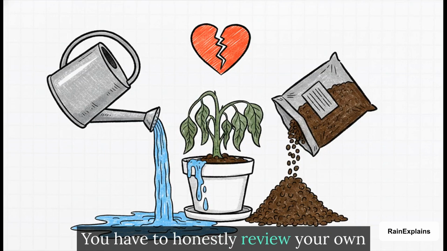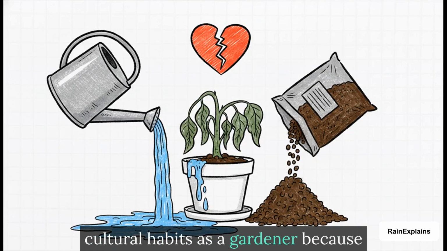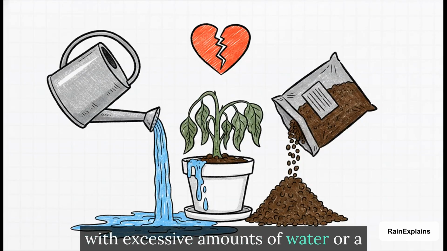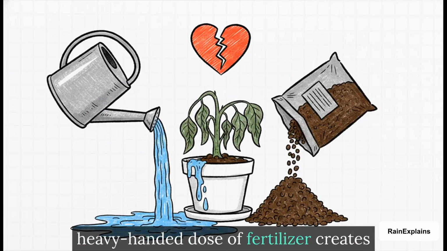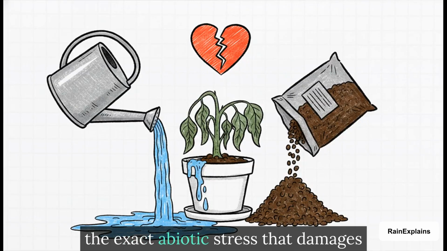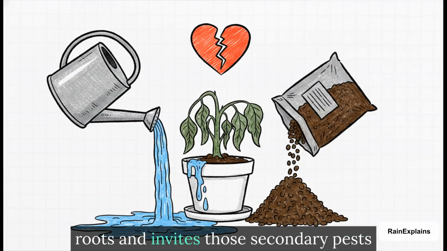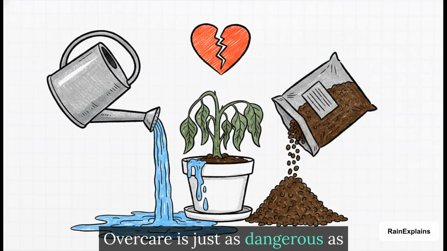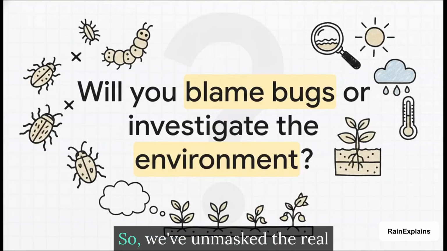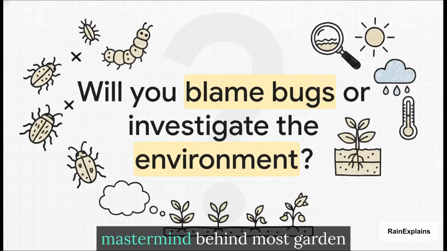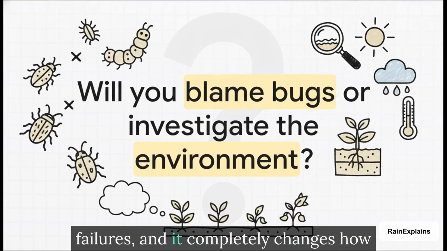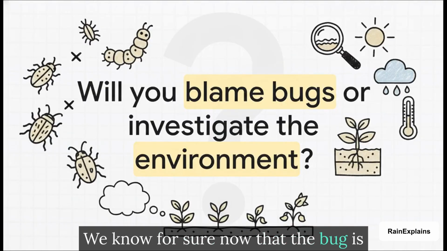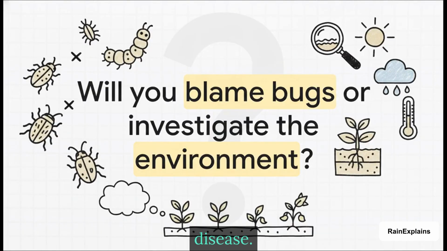You have to honestly review your own cultural habits as a gardener, because the hard truth is, loving a plant to death with excessive amounts of water or a heavy-handed dose of fertilizer creates the exact abiotic stress that damages roots and invites those secondary pests we talked about at the beginning. Overcare is just as dangerous as neglect. So, we've unmasked the real mastermind behind most garden failures, and it completely changes how we look at our plants. We know for sure now that the bug is usually just the symptom, not the disease.